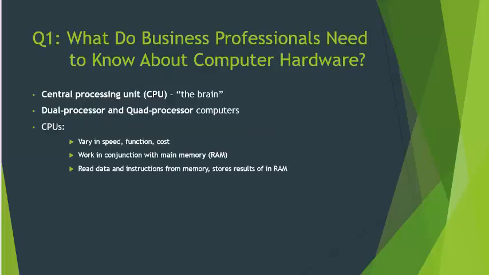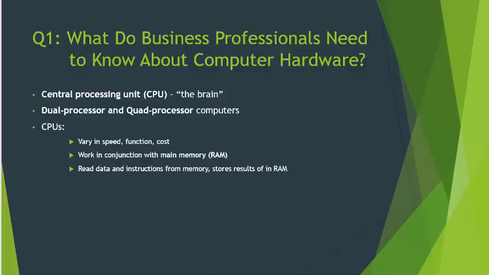So in terms of answering the first question, you probably need to keep up with the CPU, or the brain of the computer. You might hear terms such as dual processor or quad processor, and these are the number of processors on a chip. When you buy a computer, you'll probably see something that says it's a quad processor, or it might have 8 processors on a chip. But the more processors you have, the faster processing your computer is going to be able to do.